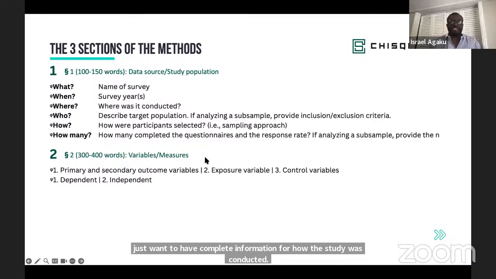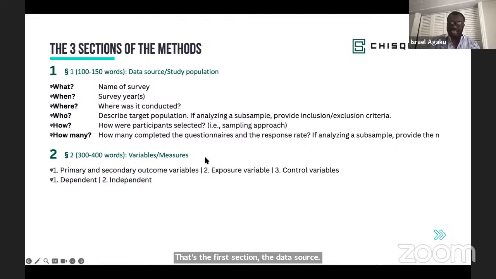The second section is the variables in that data that we're analyzing. There are many ways you can look at this. You can look at it as primary and secondary outcome variables. You can look at it as exposure variables and control variables. You can look at it as dependent and independent variables. However you want to, whatever way you want to frame it is up to you. There's a lot of personal choice and preferences in writing, but all we ask is that you just list the variables that were used and how they were defined, right?